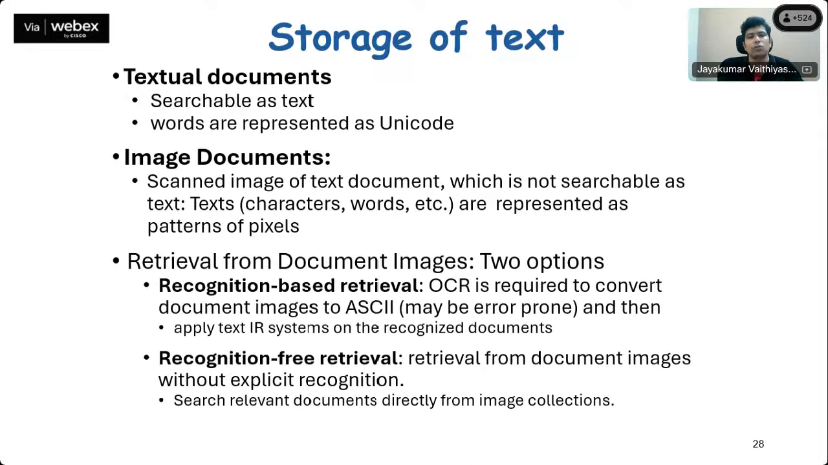So there are two best ways to retrieve document images. Recognition-based retrieval, OCR. Suppose you have notes in handwritten format, this OCR will recover information from your document. OCR stands for optical character recognition. Suppose you are writing some notes, you are able to convert them into textual form.